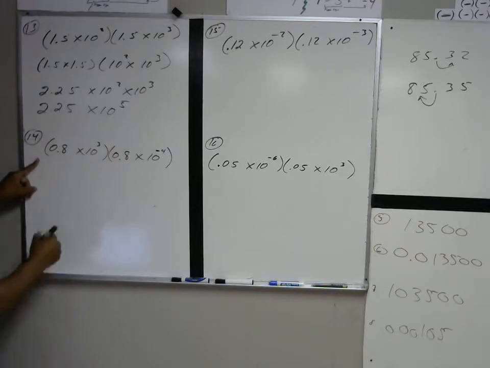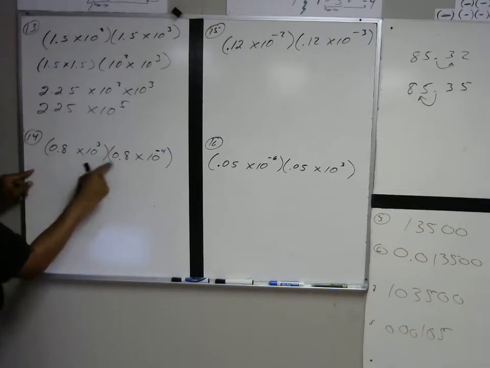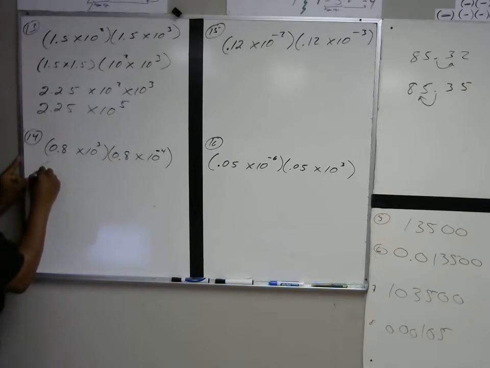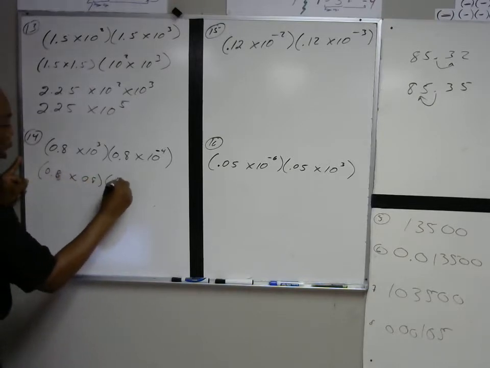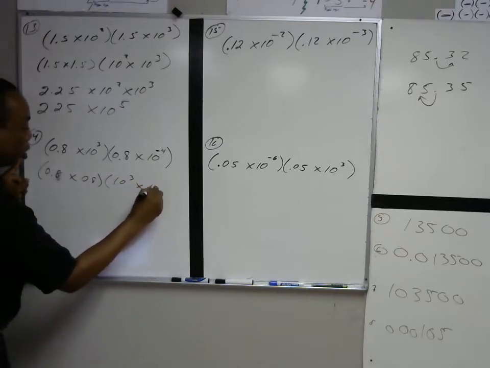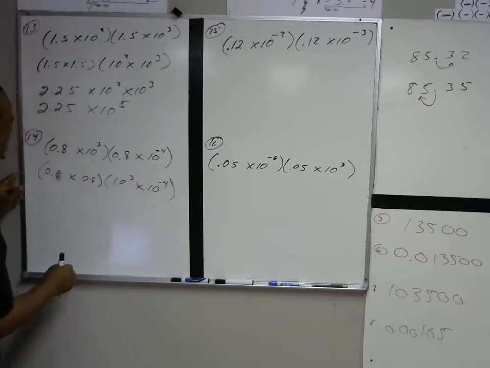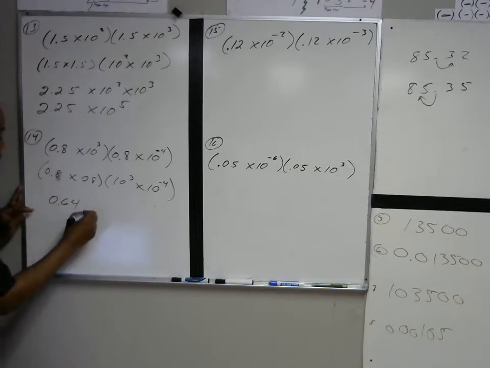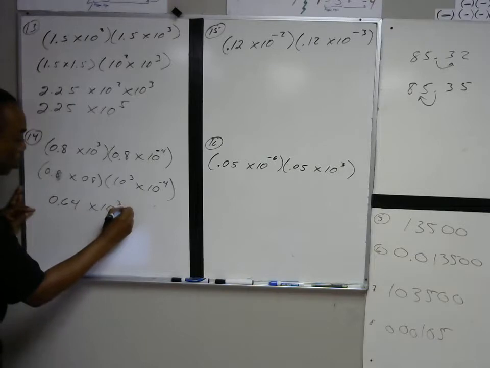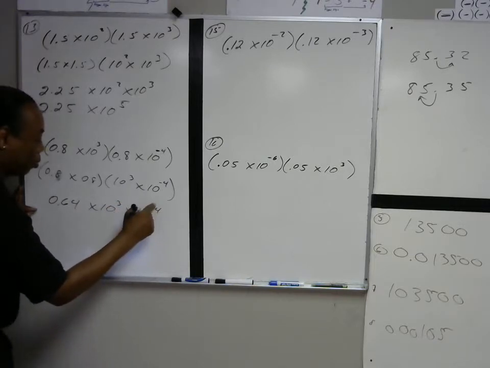Rule 14. Again, we're going to group the 0.8s together. And then we'll group the times 10 to the third power times 10 to the negative fourth power. Okay, let's deal with this first. 0.8 times 0.8, that ends up being 0.64 times 10 to the third power times 10 to the negative fourth power.